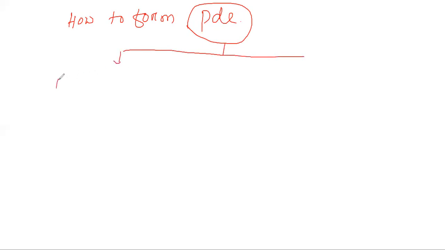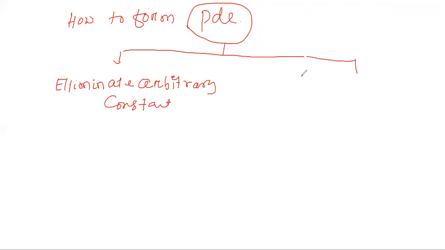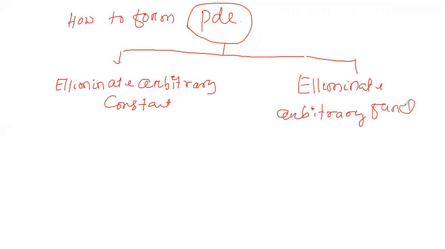First process, eliminate arbitrary constants. Second process, eliminate arbitrary functions. There are two methods. The first one is arbitrary constants and the second one is arbitrary functions.